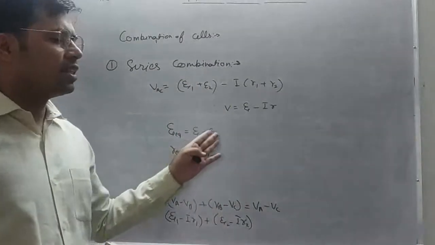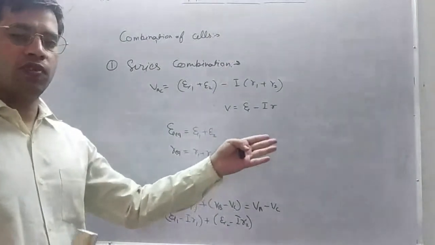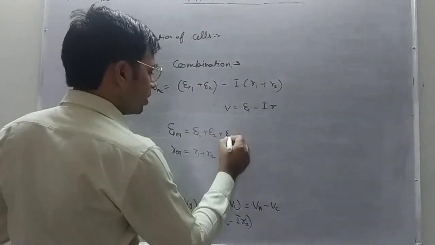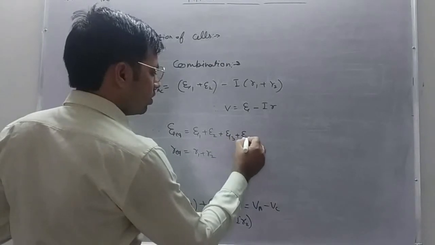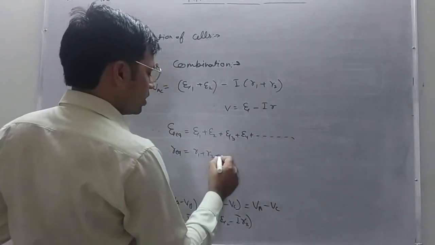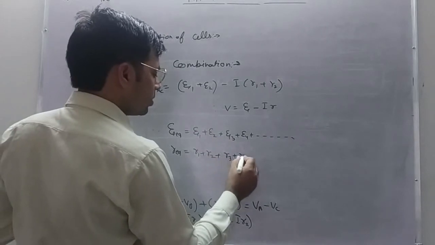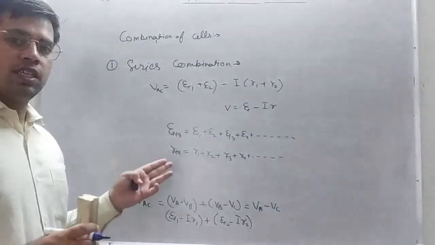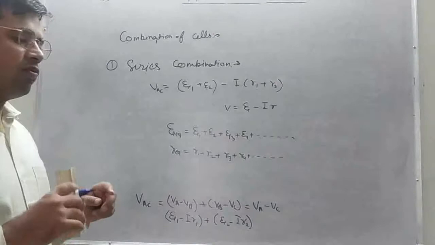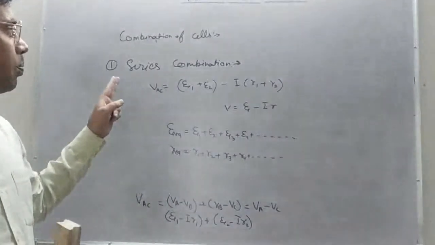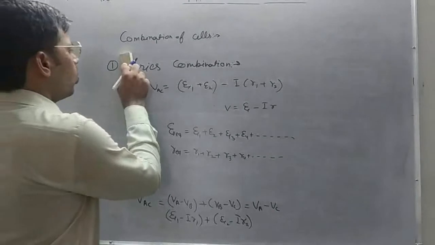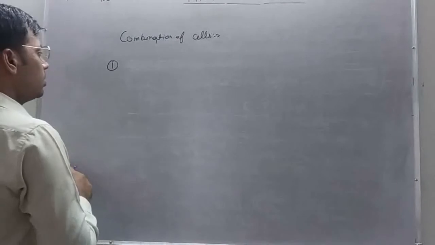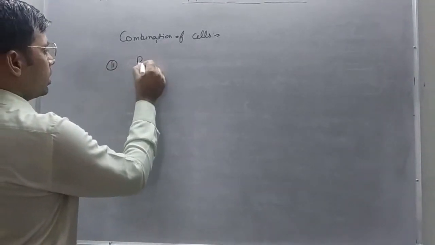If we keep on increasing the number of cells, that means 2, 3, 4, 5 and so on, then we can write the EMF in this way: E1 plus E2 plus E3, E4 and so on. Similarly, the internal resistance like this. So this is series combination of cells. In the same way we can calculate this for parallel combination of cells. So let us derive the equation for parallel combination. The second one is parallel combination.